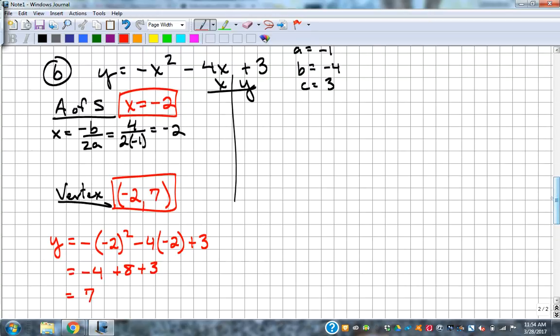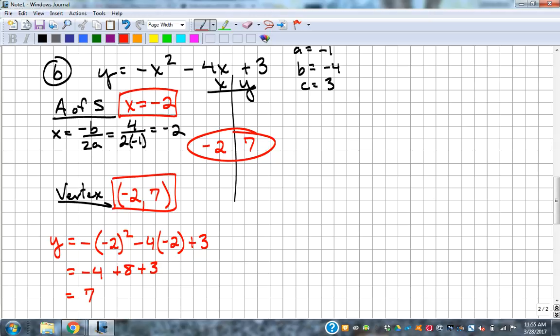-2, 7 is my vertex. So when I go to put that in my table, I'm going to put it where? In the middle. That's the key to being able to do this correctly, is knowing that the vertex needs to be in the middle. And I'm going to circle it, telling me that that's the vertex. When you get your assignment for today, part of it is that you're going to circle the vertex in the table.